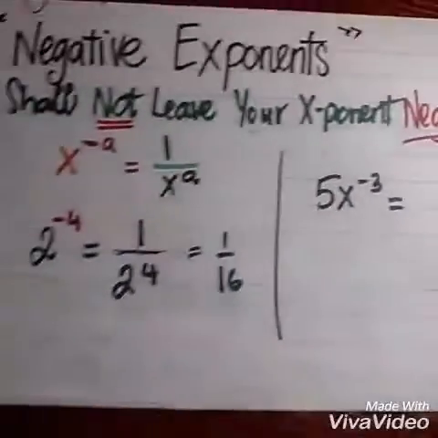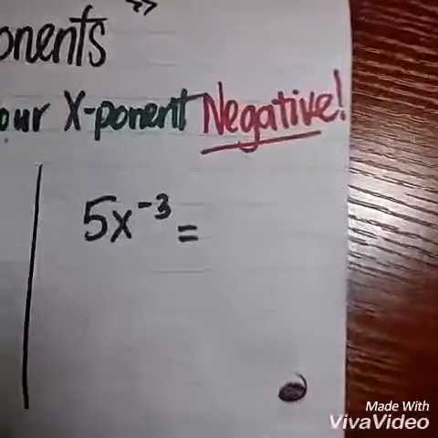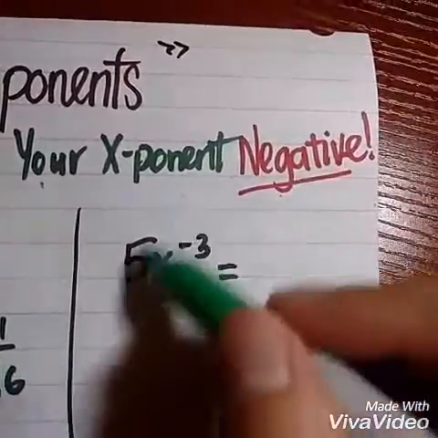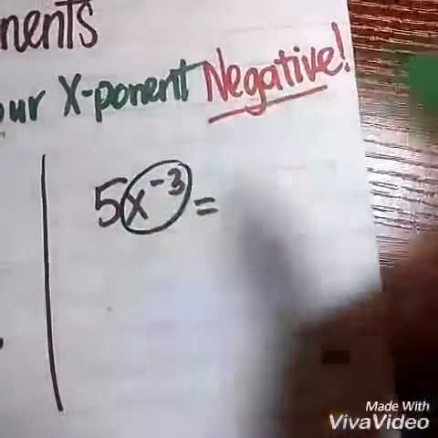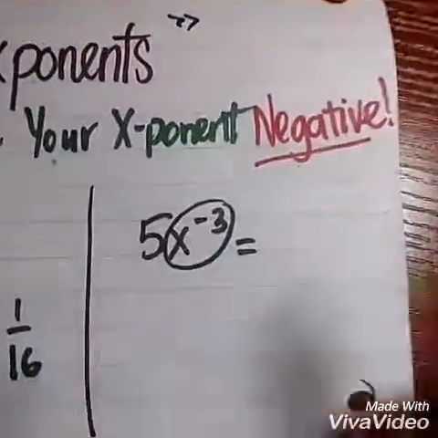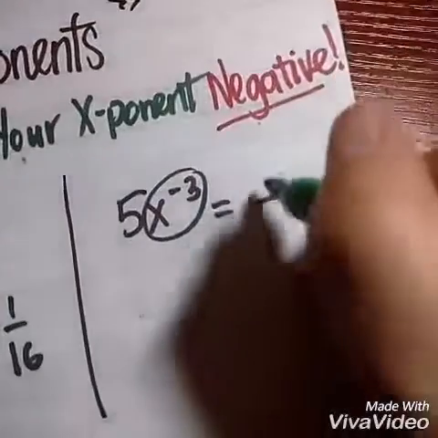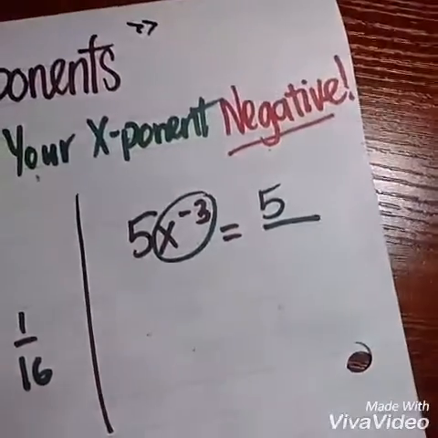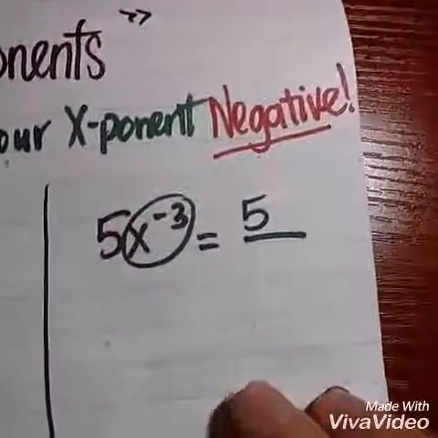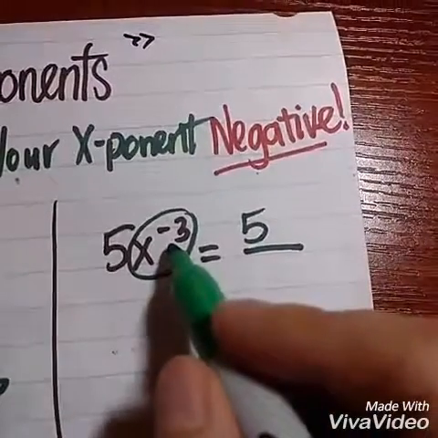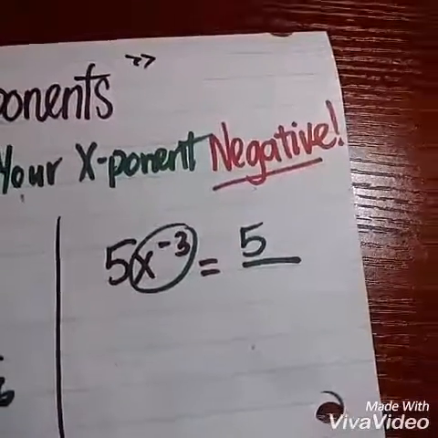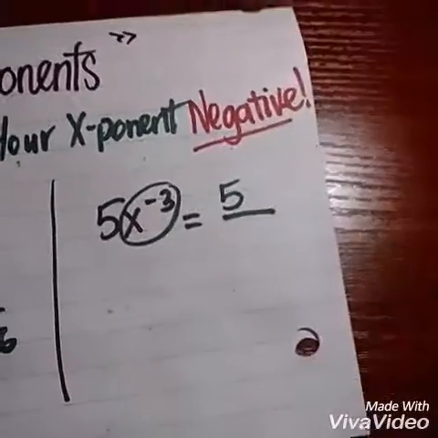So here, do I move the 5 or do I keep it alone? The rules say you only move the negative exponents. So only this one is negative, right? Negative exponent right there. So the 5 stays by itself on the top. Okay. The 5 stays there. And then this one has to move. It's on fire. The negative is on fire.